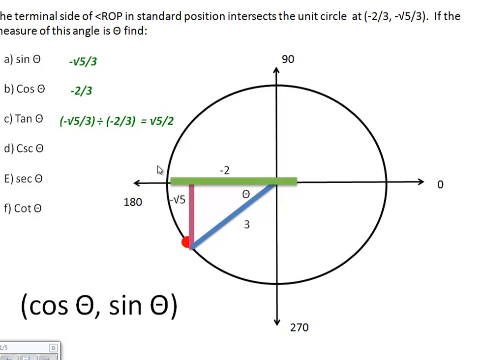Cosecant is the sine reciprocated. So that's negative 3 over radical 5, and then I rationalize the denominator. Secant is cosine flipped upside down, that's easy, negative 2/3 reciprocated is negative 3/2, and cotangent is tangent flipped. So there we have it. Those are my 6 angle measures.